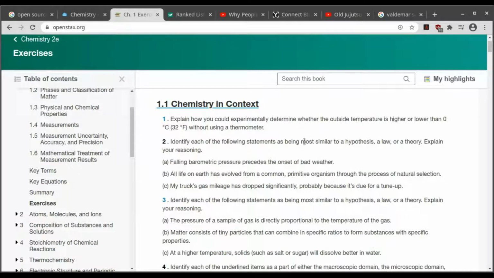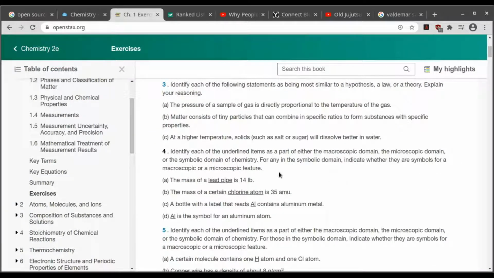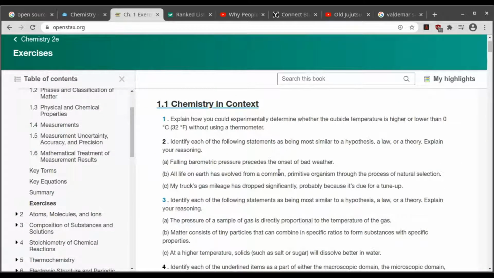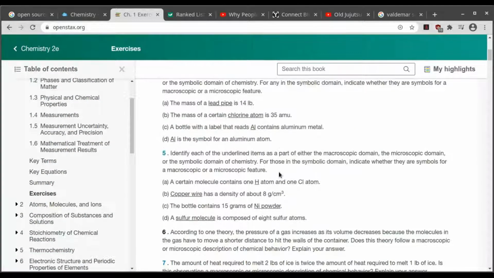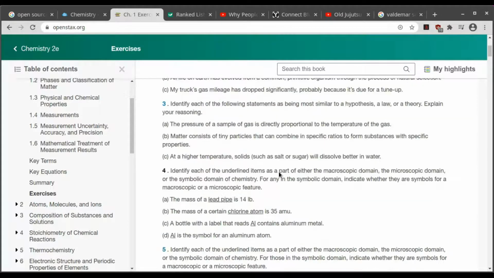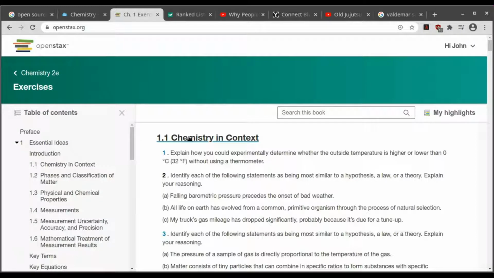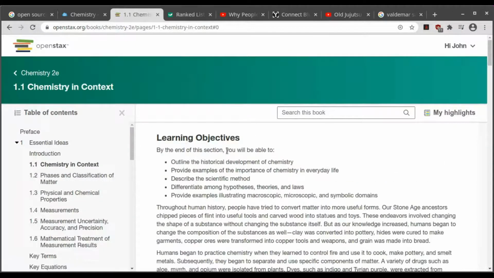So that should tell you that really, even though we're going to be talking about history and so forth, the main things that you're going to really need to know from section 1.1 is hypothesis versus law versus theory, and microscopic versus macroscopic domain. Okay, so let's delve into section 1.1, chemistry in context.